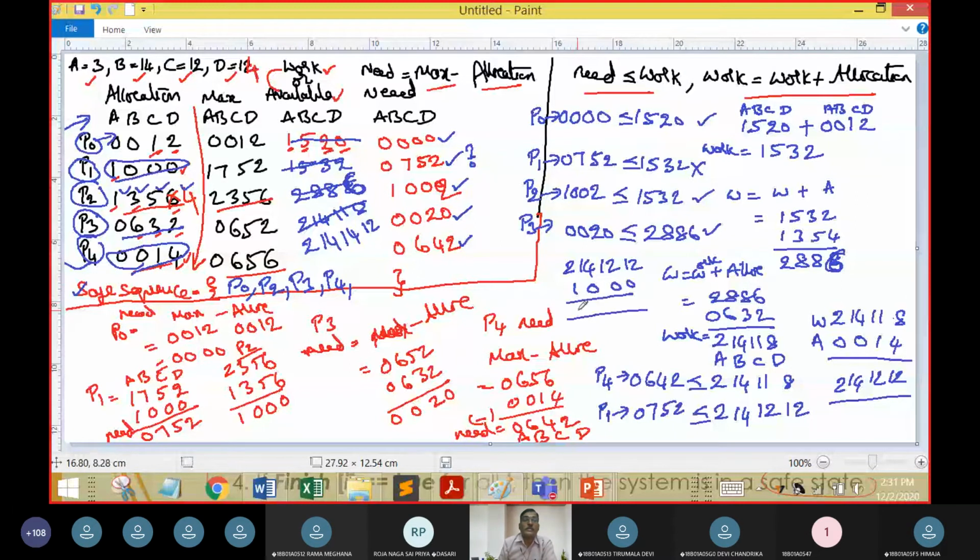So now I'm going to replace the work and availability vector with 3 instances of A, 14 instances of B, 12 instances of C and 12 instances of D. So now this is the final value we are going to get. So after P4, now we are going to update the safe sequence with P1. So the safe sequence was P0, P2, P3, P4 and P1.